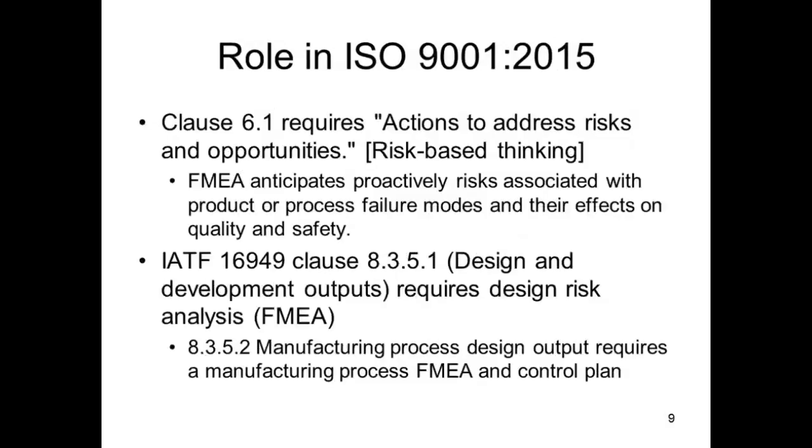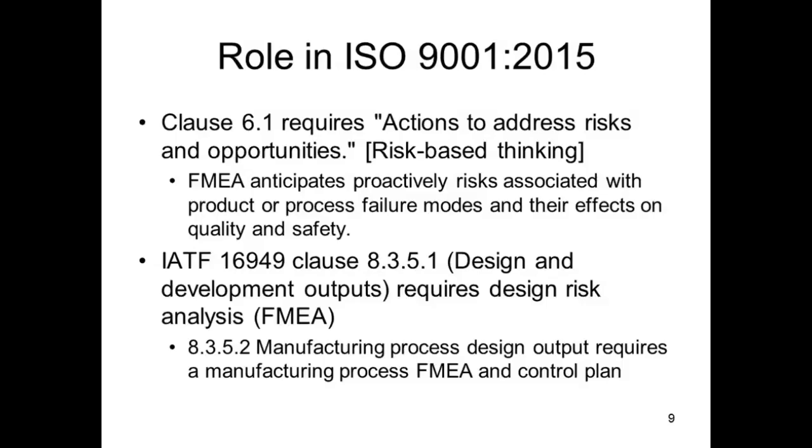ISO 9001 Clause 6.1 requires actions to address risks and opportunities. FMEA anticipates proactively risks associated with product or process failure modes. Now, I say proactively because after the failure has occurred, we have a corrective and preventive action process, which also is, of course, mandatory. We have to correct our quality problems, audit findings, customer complaints, and so on.